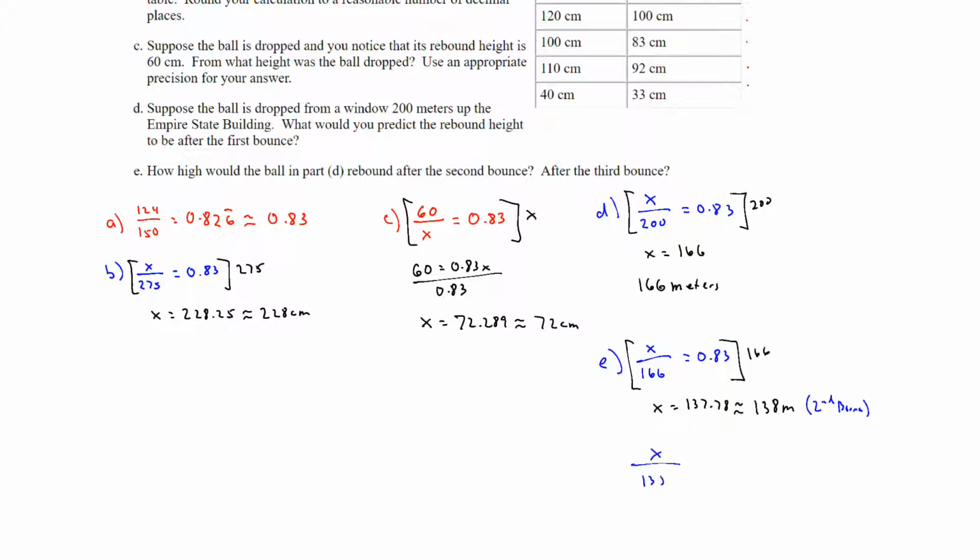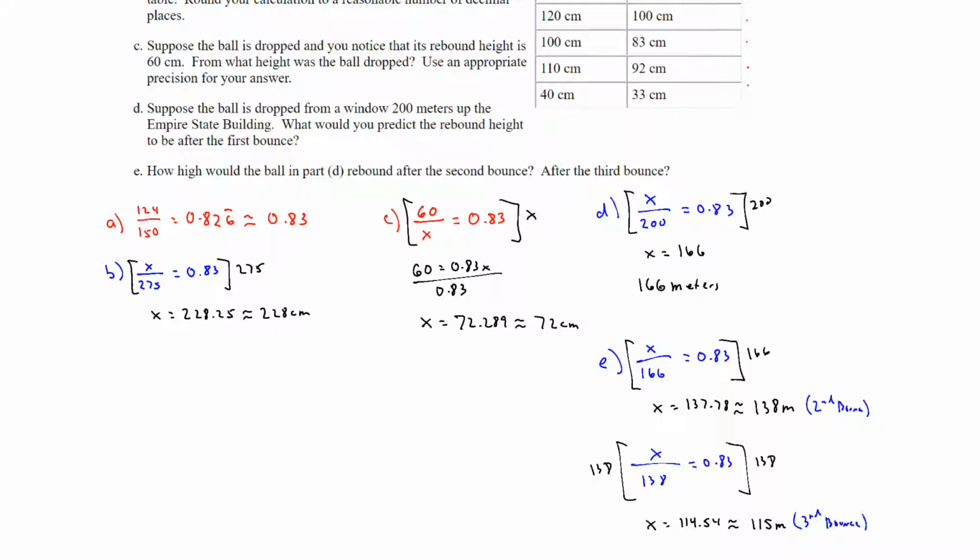The 138 is the drop height. We got x as our rebound height. So we're going to solve it exactly the same way each time here. And this time we're going to multiply by 138. And we have x is equal to 138 times 0.83. And we get 114.54. So that's approximately 115 meters. And this will be 115 meters on the third bounce.